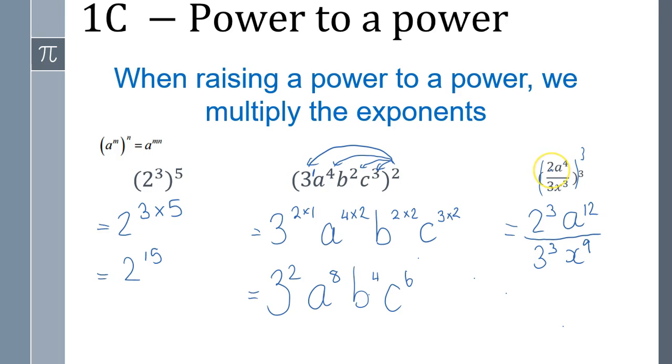So it goes on each and every number and letter in the bracket. That's all you need to remember. Whatever's in the bracket, if it's to a power, the power gets times by the other power. If it's not to a power, like these numbers, it just gets the power put on the top there. And that's the third index law, raising a power to another power.